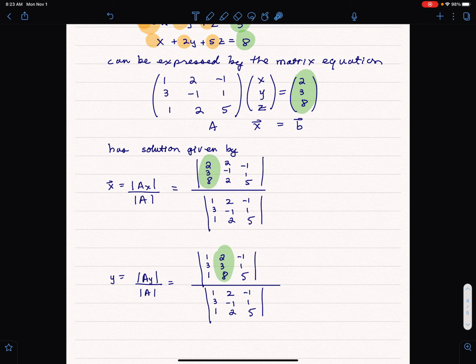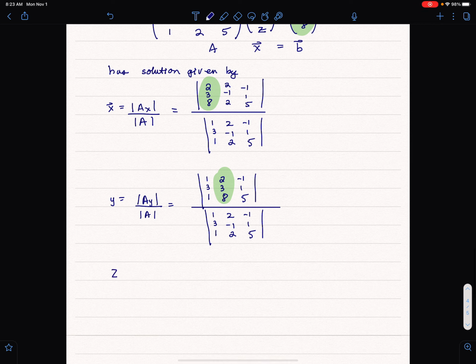And by the way, this only works if the determinant of the denominator A is non-zero. That's a theorem from linear algebra, I don't know why I said calculus, that the system has a unique solution if and only if the determinant of the matrix of coefficients is non-zero, because you can't divide by 0. So this determinant of the matrix of coefficients should be non-zero.